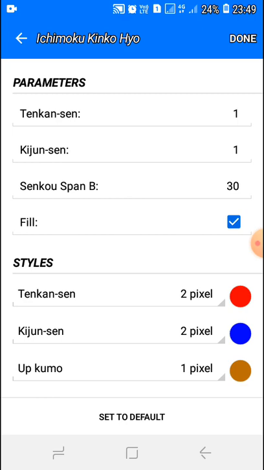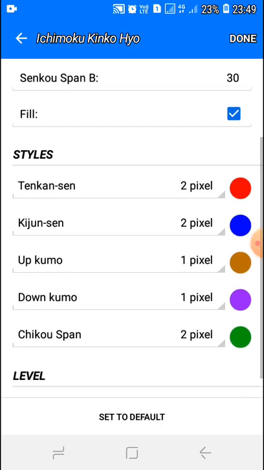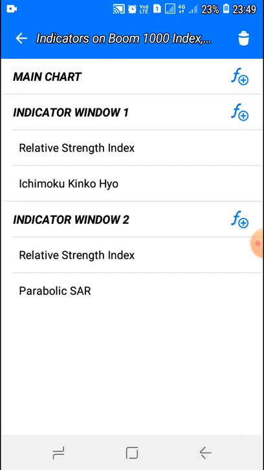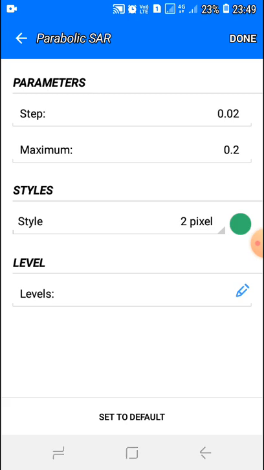The parameters should be, the Tenkan Sen should be 1, Kijun Sen 1, Senkou Span B 30. You fill it in, the color should be like this. Tenkan Sen 2 pixel red, Kijun Sen 2 pixel blue, up 1 pixel brown, down 1 pixel purple, Senkou Span 2 pixel green. Okay, and when we look at the parabolic SAR, the step should be 0.02, the maximum should be 0.2, style 2 pixel green, and there you have it.